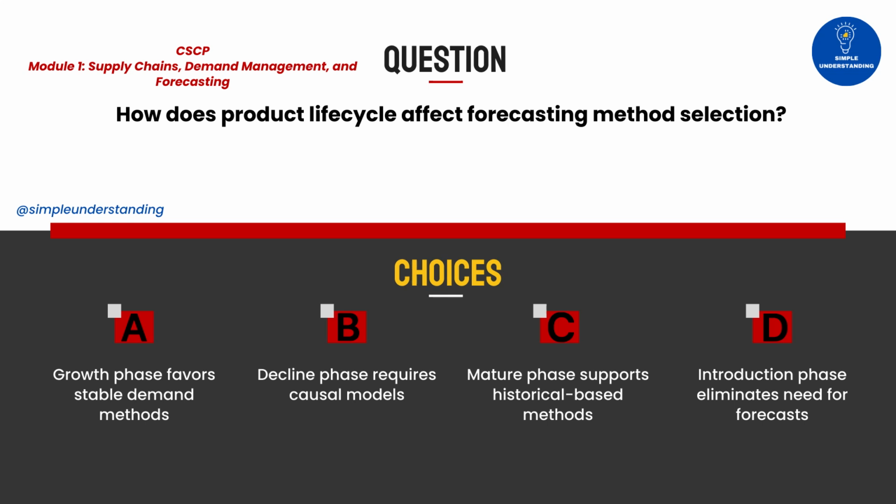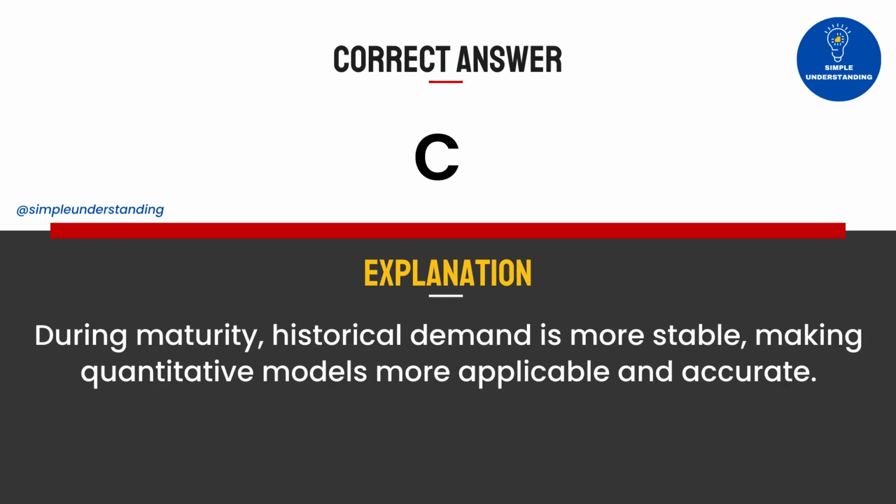13. How does product lifecycle affect forecasting method selection? A. Growth phase favors stable demand methods. B. Decline phase requires causal models. C. Mature phase supports historical-based methods. D. Introduction phase eliminates need for forecasts. Correct answer, C. Explanation. Historical demand is more reliable in the mature phase, enabling effective use of quantitative forecasting.